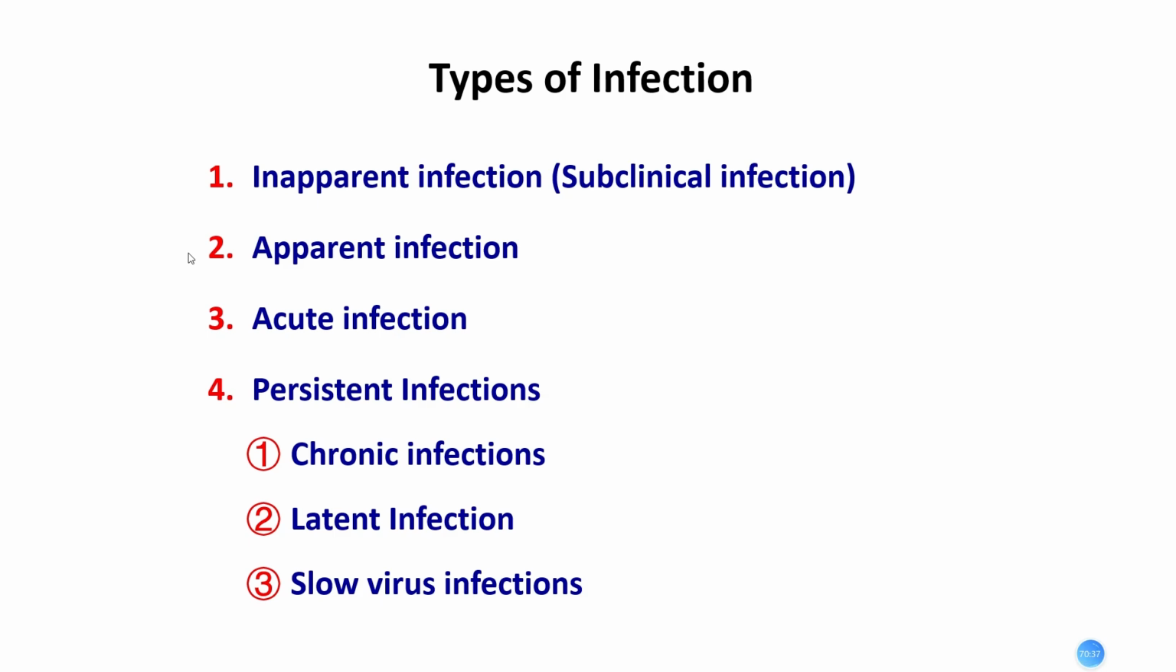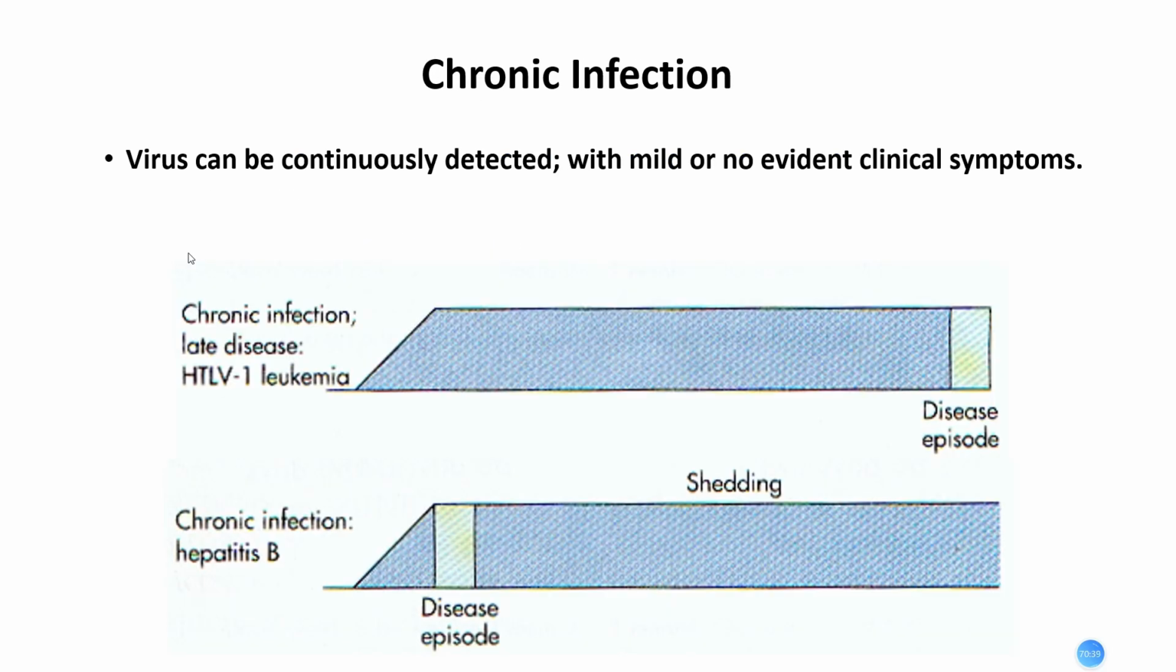Let me show you some examples here. The first one is chronic infection. It means that the virus can be continuously detected in the host, but with mild or no evident clinical symptoms.